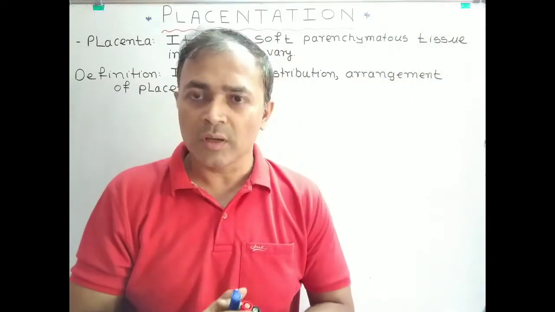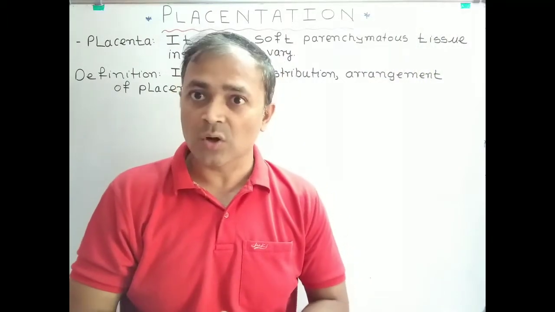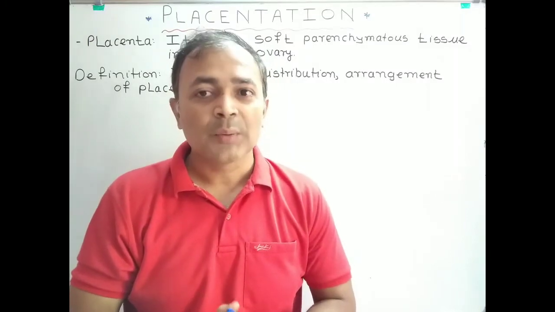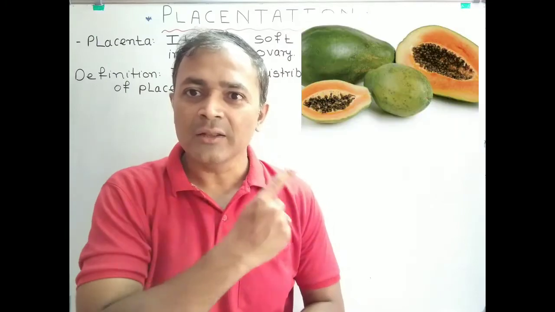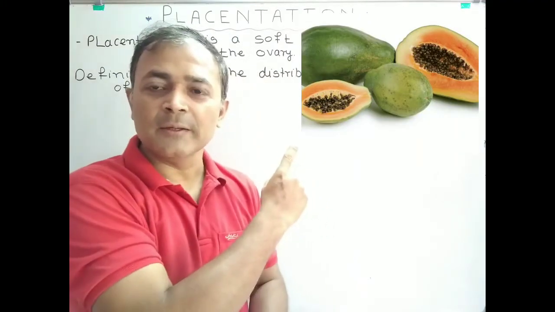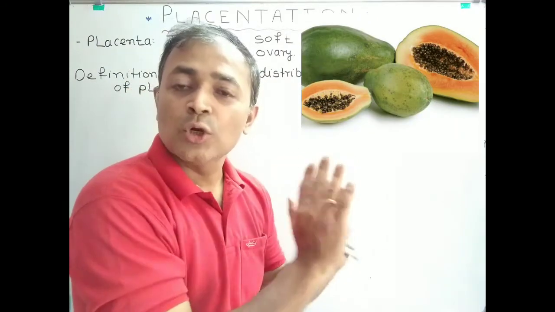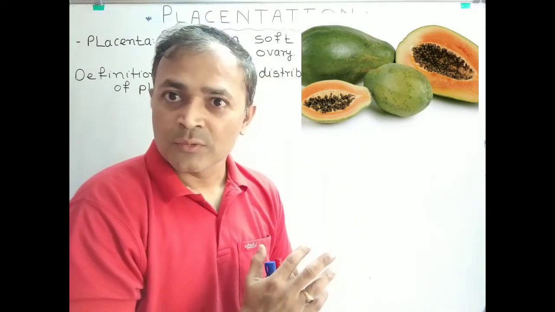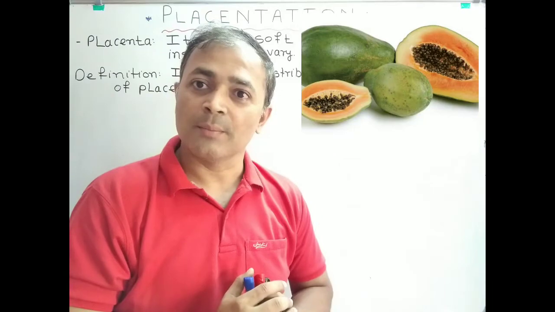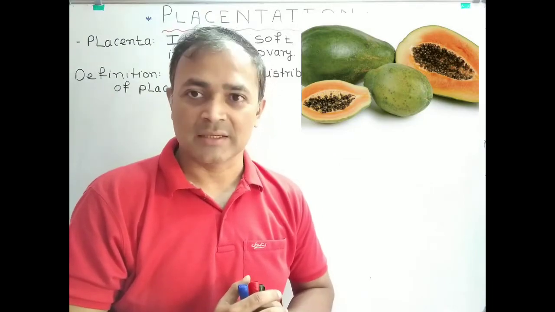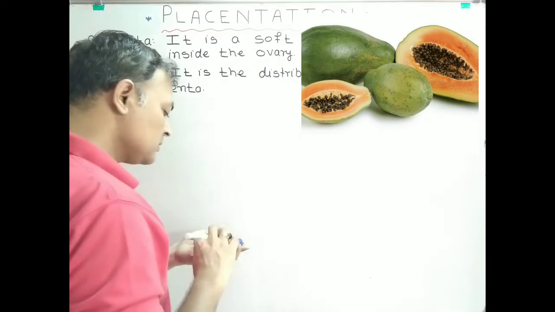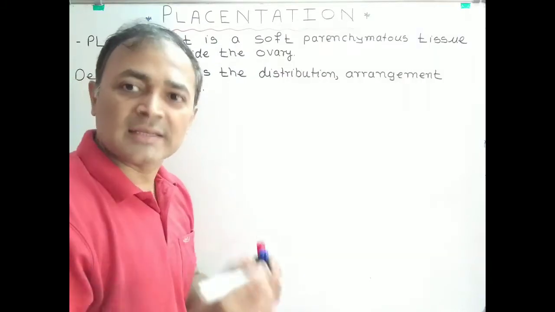A cucumber is the example which we just saw. Papaya is also having parietal placentation. In the papaya, here you can see black color seeds attached to the peripheral wall of the ovary. So papaya is also example of peripheral placentation. Now the third type of placentation is the basal placentation.